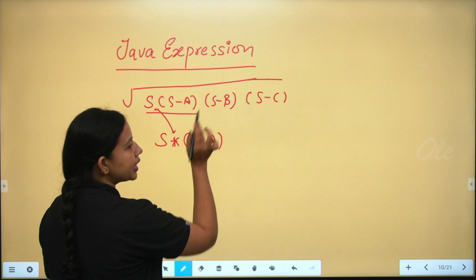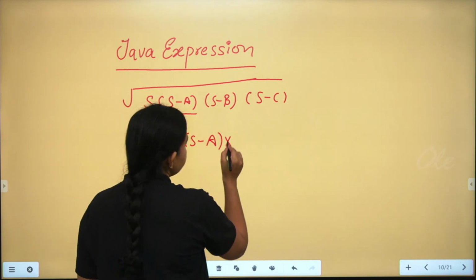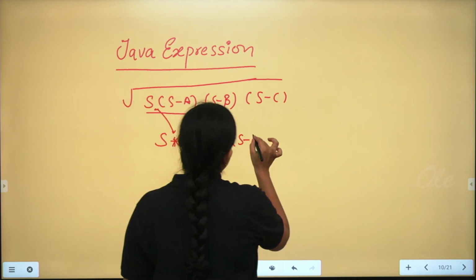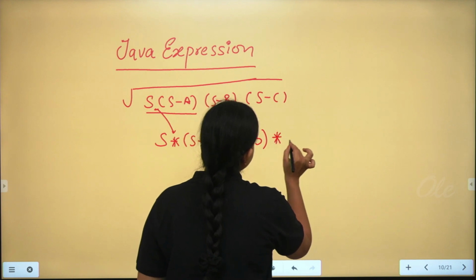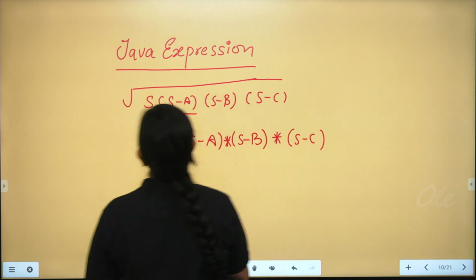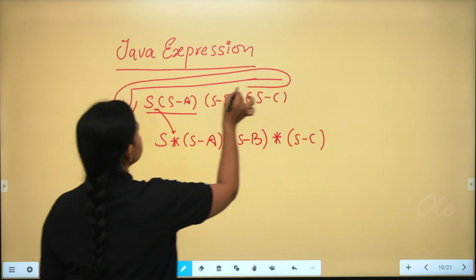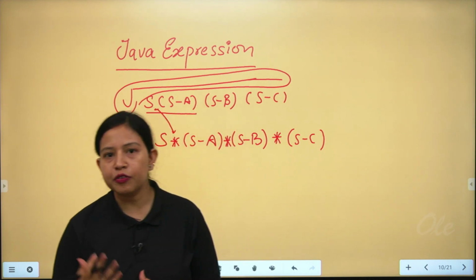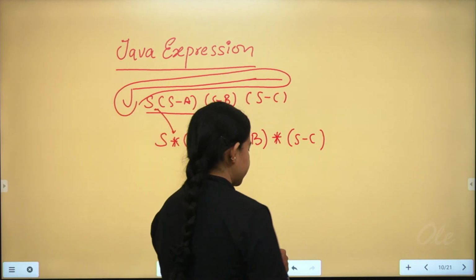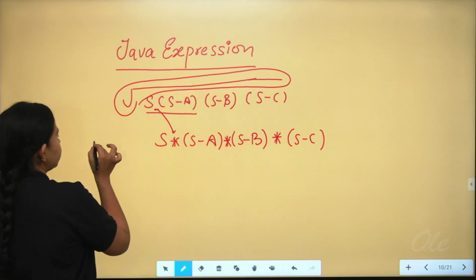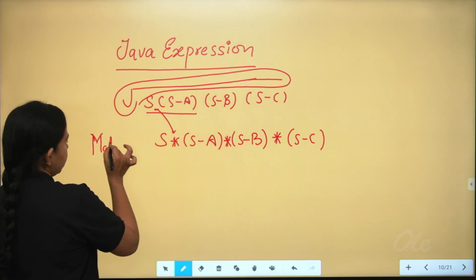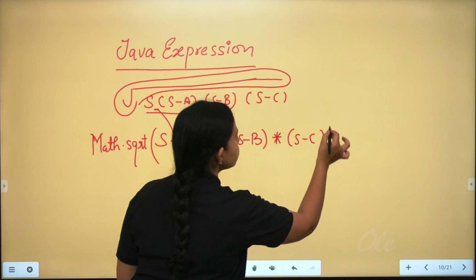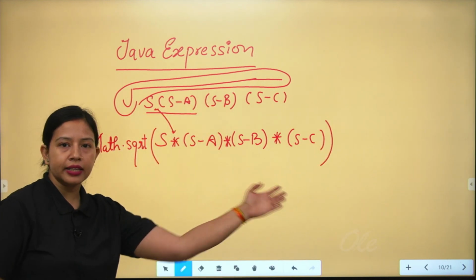Similarly, in between S minus A and S minus B, we have to give one more operator, that is the asterisk or multiplication sign. The same sign will be mentioned over here. But what about the square root sign? How are we going to write it in Java? Are we simply going to draw the line? No. For that we have the java math functions. As we have discussed, for this we have math.sqrt. This is the function which is used to find the square root of the entire expression.